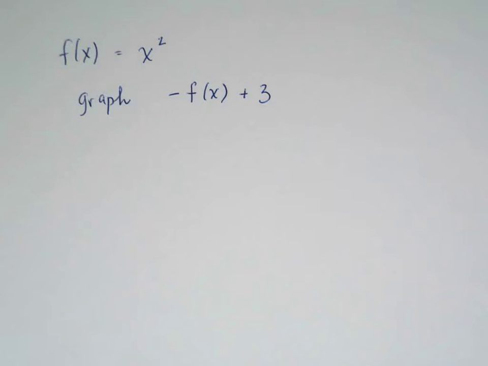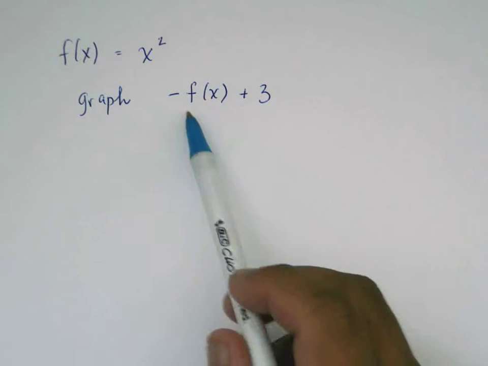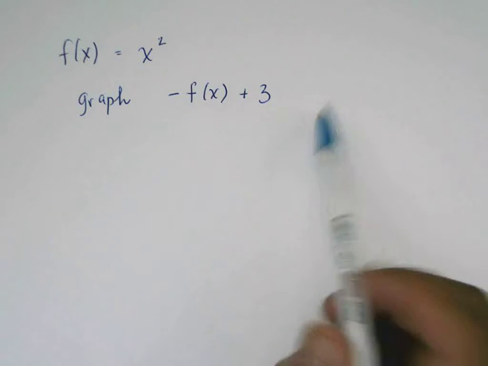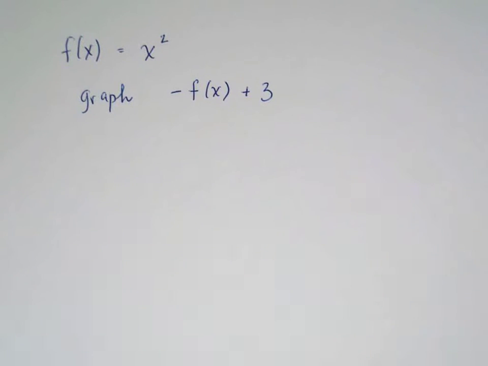Lesson on graphical transformations, and we're just going to start with a problem today. It says f of x equals x squared, graph negative f of x plus 3. When we go about doing this problem, we need to start out by listing the transformations.